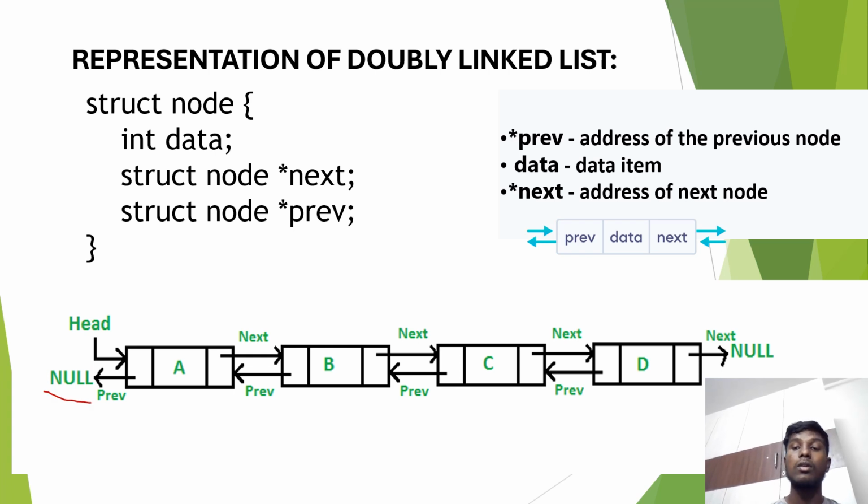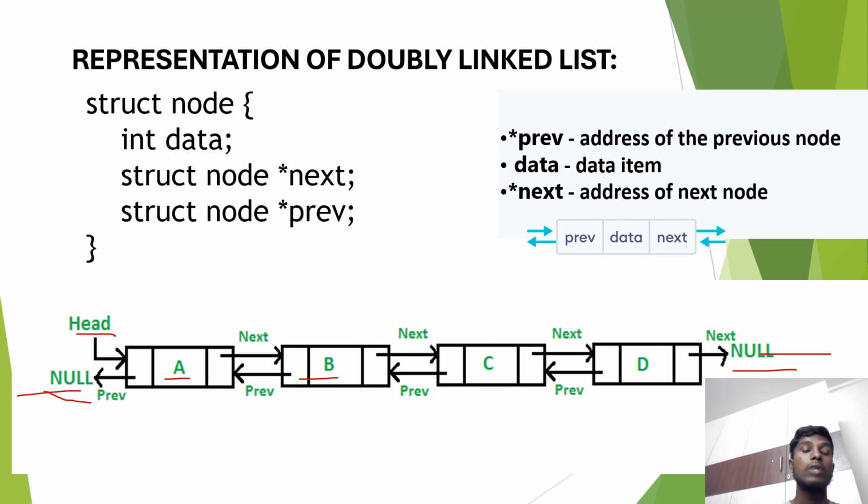There is also null, and after the output also null. First, head goes to A, then to B, then to C, then to D, and it will go back through previous also, D to C, C to B, and B to A, and at the last it will be null. Starting from head it goes to D and then null, and while coming back in reverse, it will also say null. So this is about the representation of a doubly linked list.